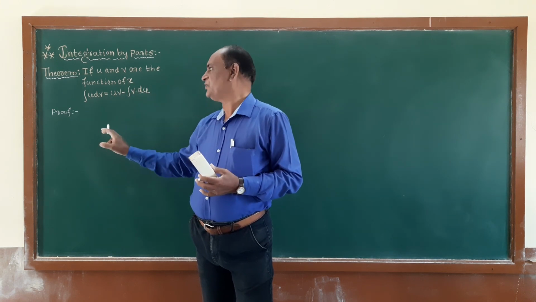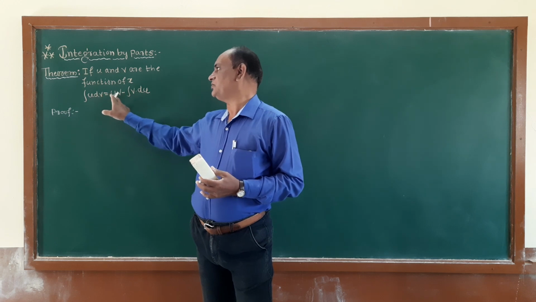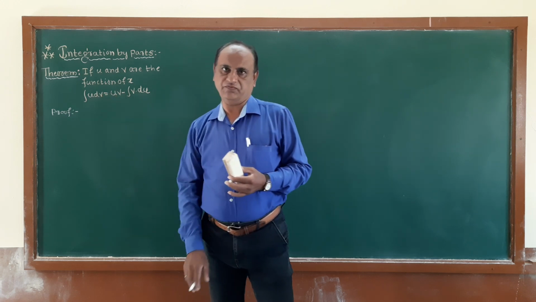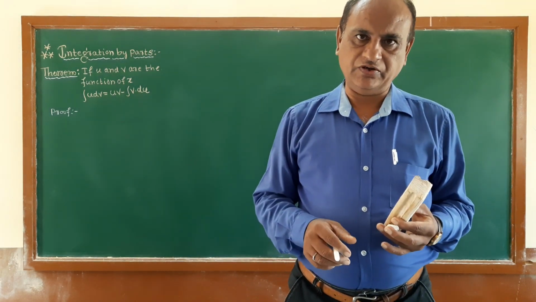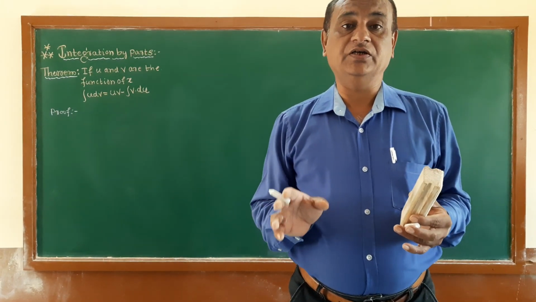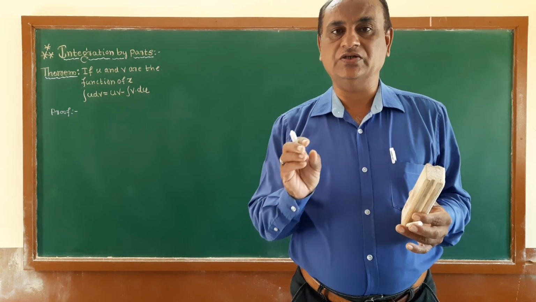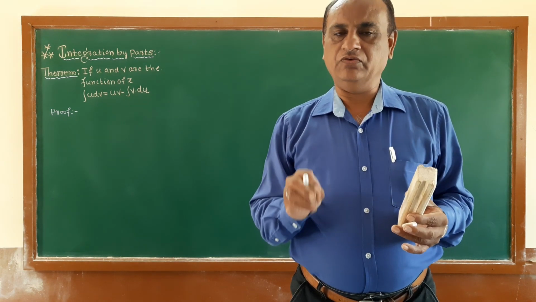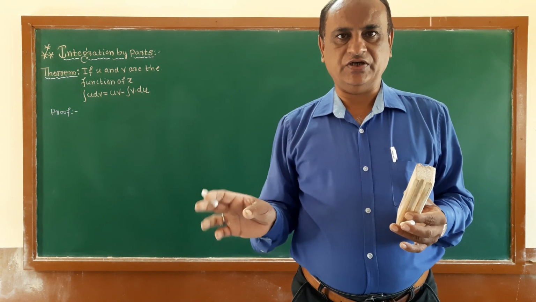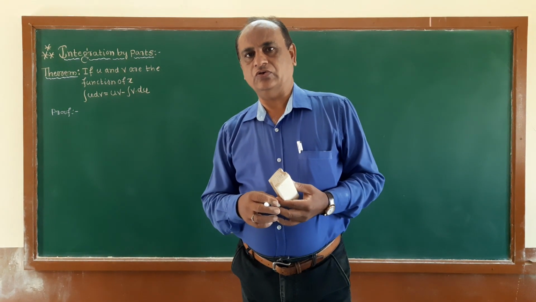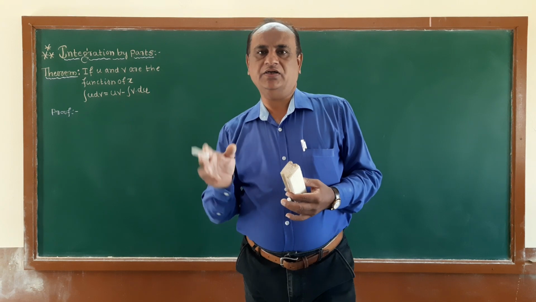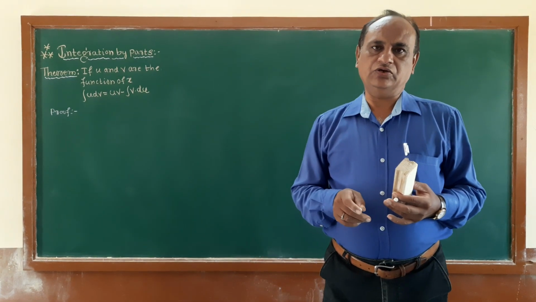It means that the first function as it is into the integral of the second function, minus under the integral sign, the integral of the second function into the derivative of the first function. So this is the statement. If u and v are the functions of x, then the integral of u into dv is equal to u into v minus, under the integral sign, v into du.